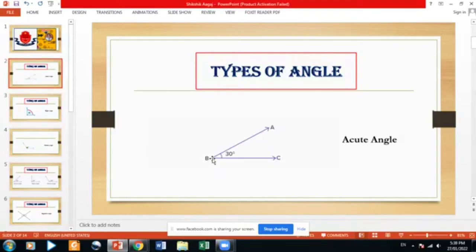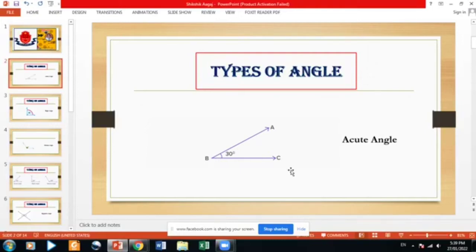Sometimes these two rays make a small angle which is less than 90 degrees. It is known as an acute angle. So when the measurement of an angle is more than 0 degree and less than 90 degrees, all such angles are known as acute angles. So remember that the measurement of an acute angle is between 0 and 90 degrees.